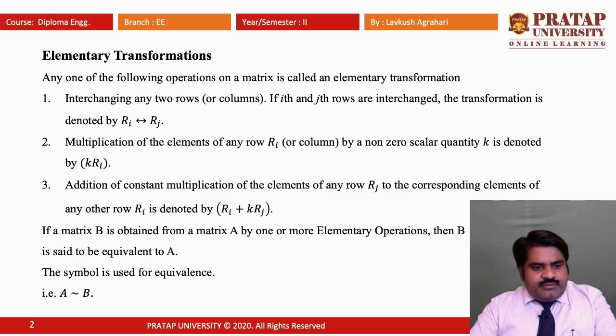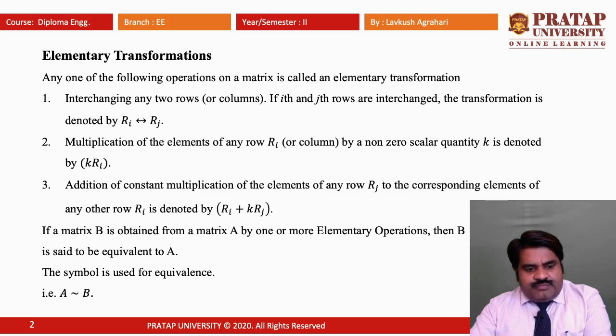If the matrix B is obtained from a matrix A by one or more elementary operations, then B is said to be equivalent to A. And we use the symbol of equivalence to denote the equivalency of A and B.